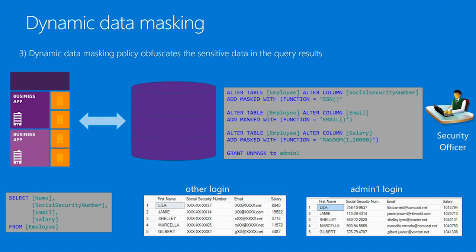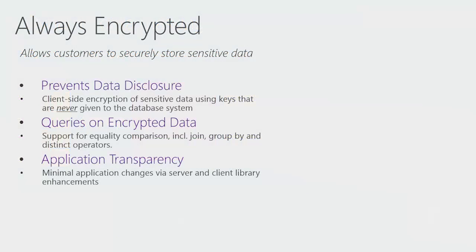And of course, you can have users who are excluded from masking, so applications and users who do need to see the real data can also see the data instead of masking. So this is dynamic data masking. It's in SQL Server 2016. It's also in Azure SQL Database, so you can use this feature for building great apps.